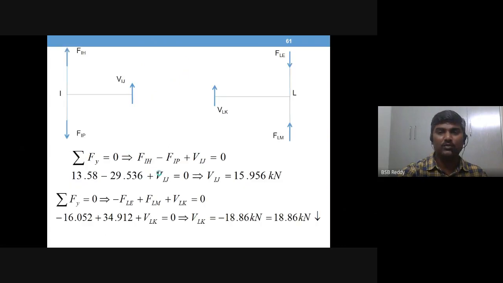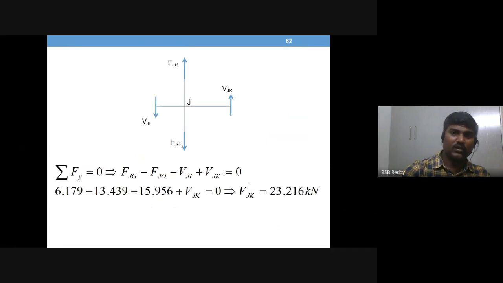So that I'll just show you. So I is taken. This is out. IJ value 956. Similarly, L, so VLK is downward, change of direction, 18.86. Okay, and similarly VJK 23.216 positive.